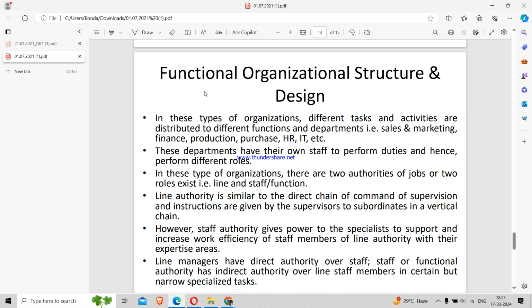Next, you can see functional organization structure and design. This is another type of organization structure, or you can say formal organizational structure. In this type of organization, different tasks and activities are distributed to different functions and departments, that is sales, marketing, finance, production, purchase, HR, IT, etc. So these departments have their own staff to perform duties and hence perform different roles. So this particular structure is based on the function of each and every layer of the organization, you can say.